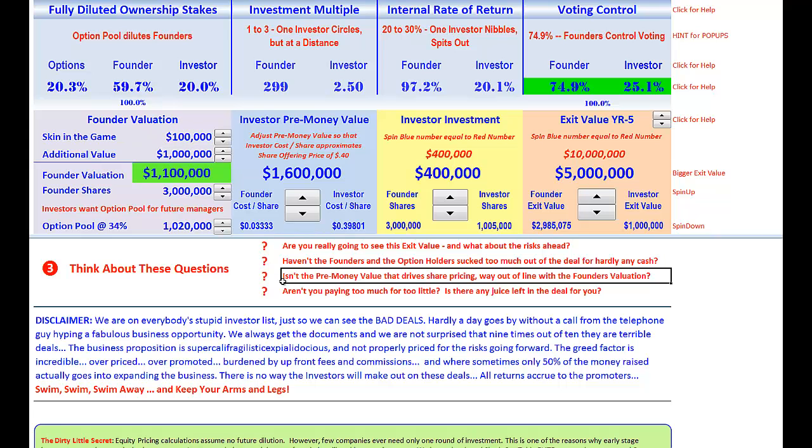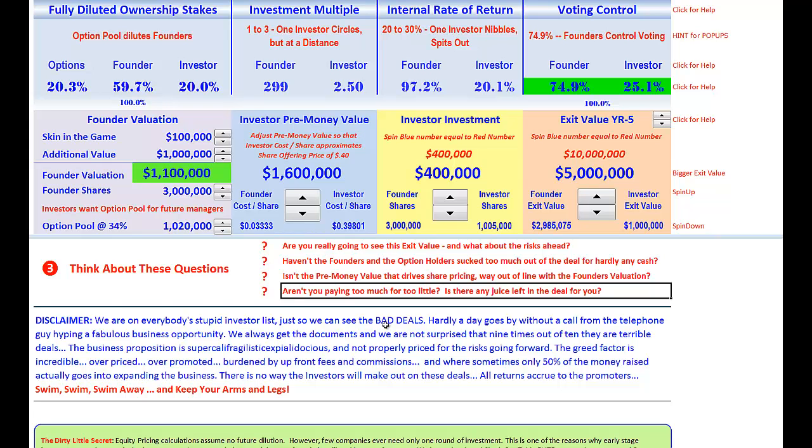Isn't the pre-money value that drives share pricing way out of line with the founder's valuation? Well, normally, if you remember from our other tutorials, the pre-money value is almost always less than the founder valuation. So we can't touch this because that drives the share price, and it already tells you that we're way overvalued.